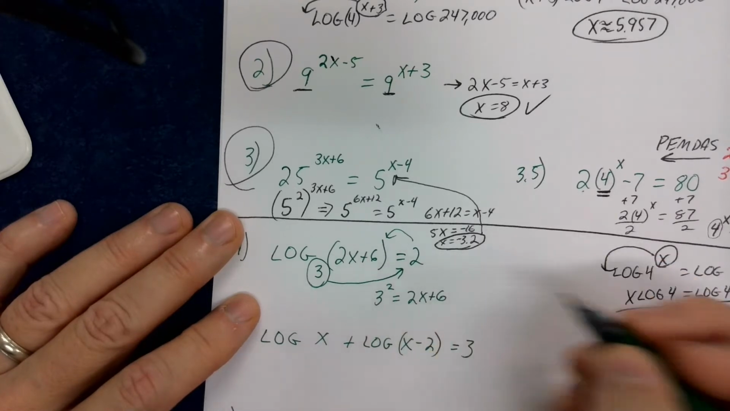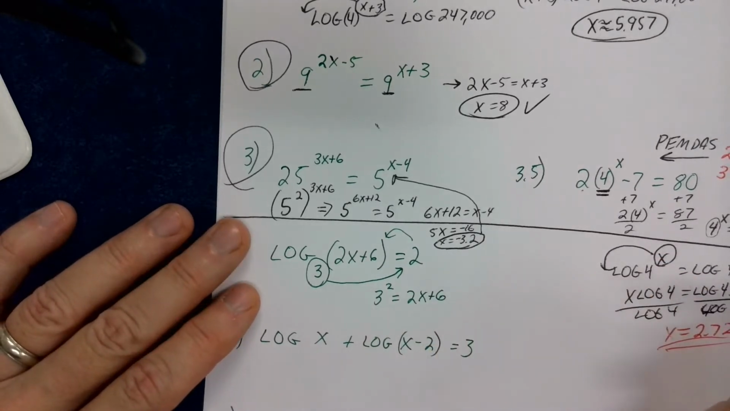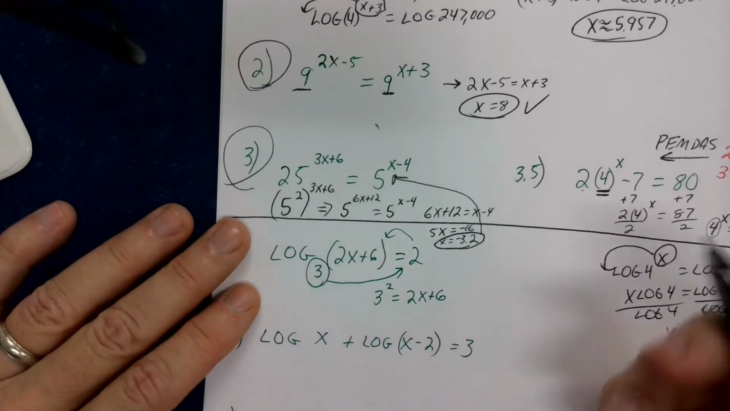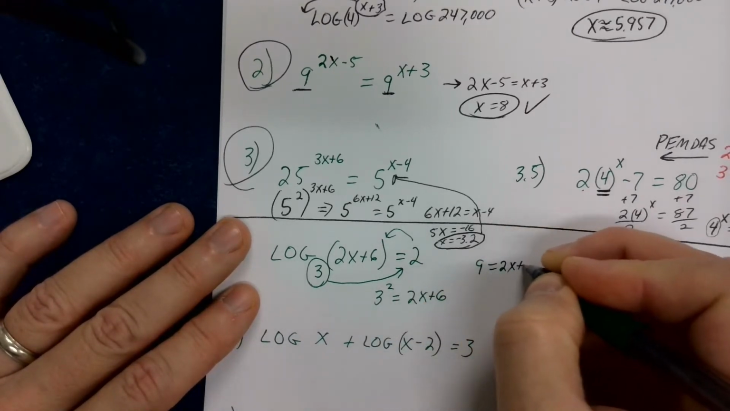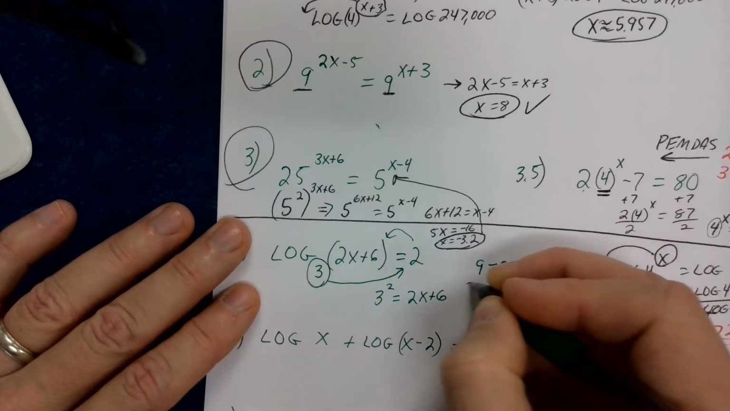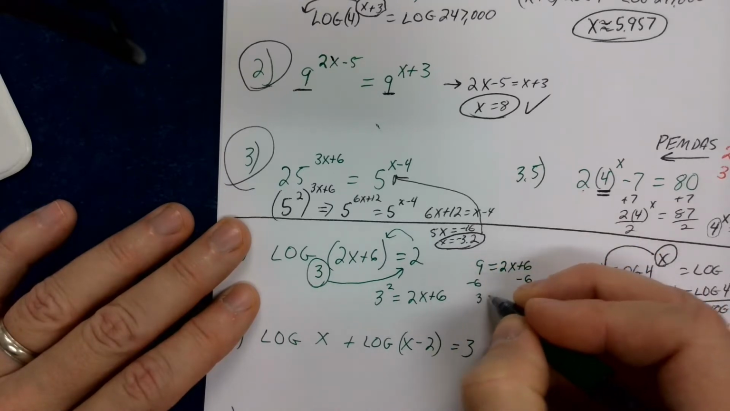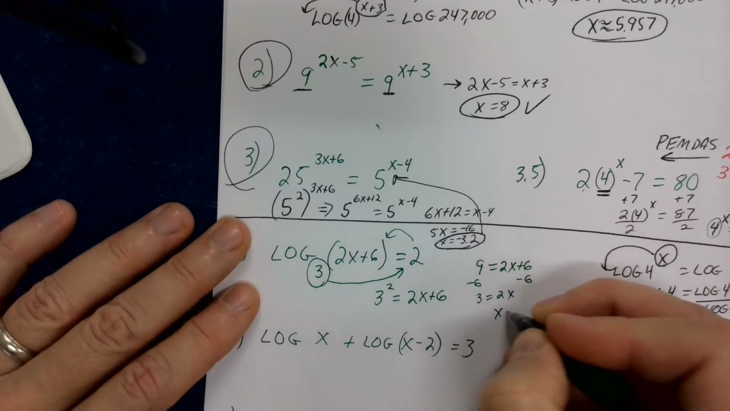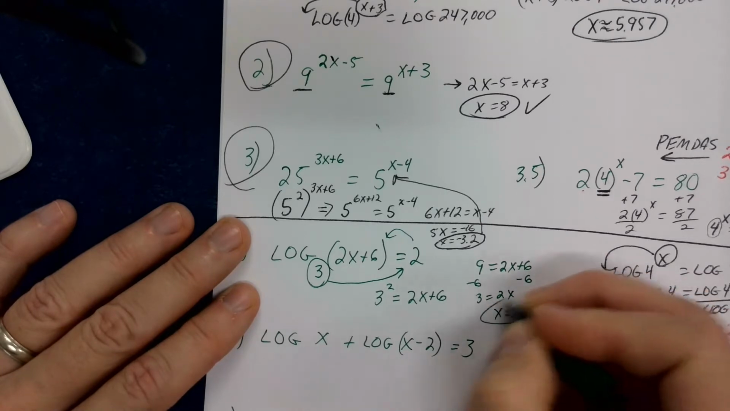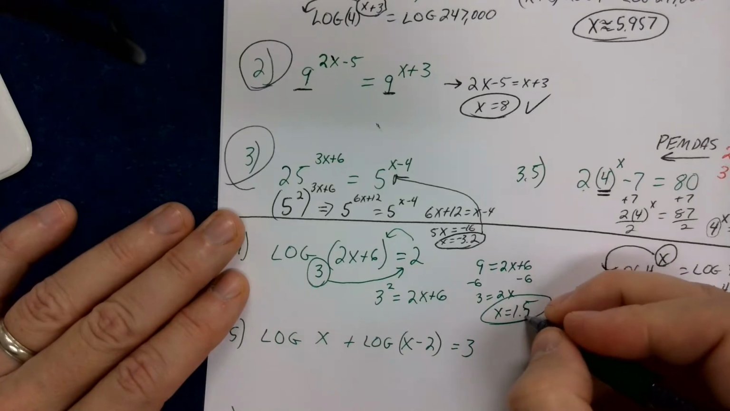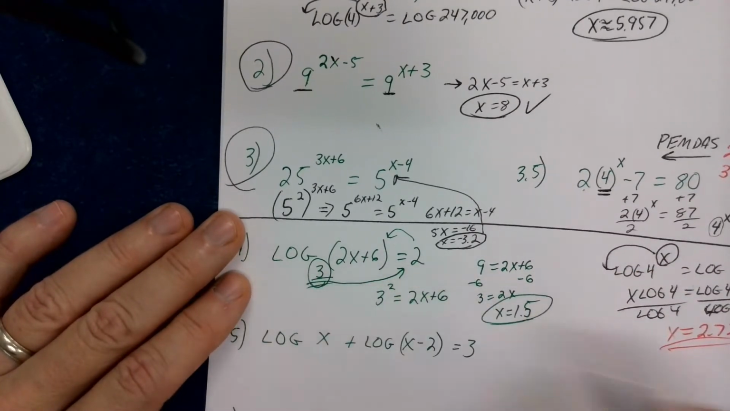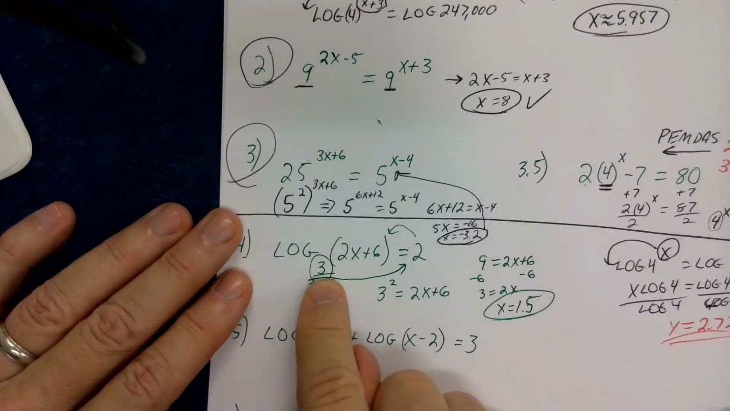That's our conversion, right? We did this several lessons ago, and if you practiced it enough, it's pretty okay. So 9 equals 2x plus 6. Subtract 6, subtract 6. 3 equals 2x, x equals 1.5. You can check it on your calculator, assuming that you put in a base of 3.